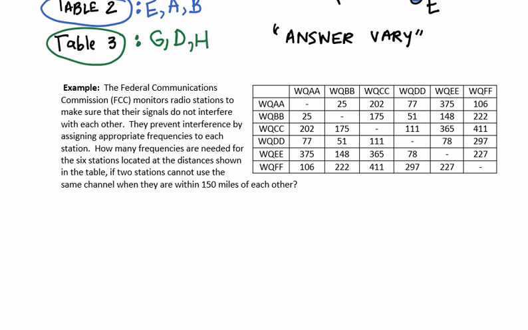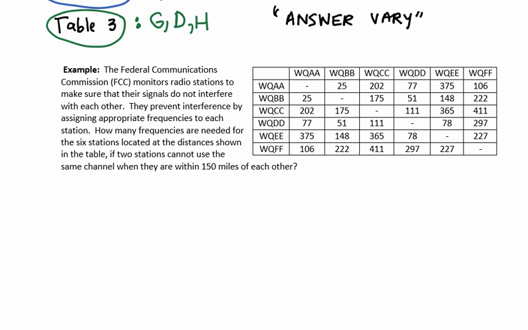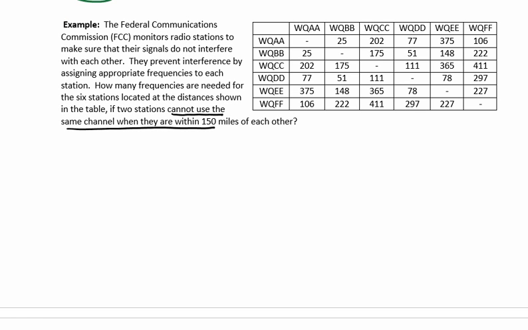Here the FCC monitors radio stations to make sure that their stations do not interfere with each other. They prevent interference by assigning appropriate frequencies to each station. How many frequencies are needed for the 6 stations shown at the distances in the table if 2 stations cannot use the same channel if they are within 150 miles of each other? Okay, so A, B, C, D, E, and F.